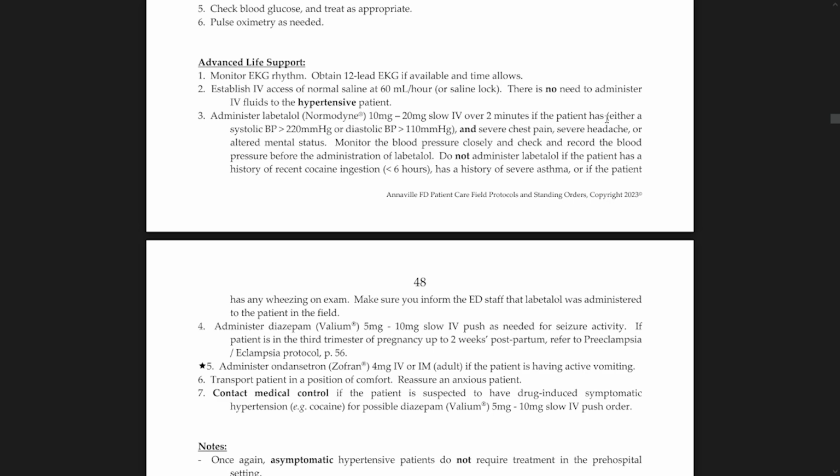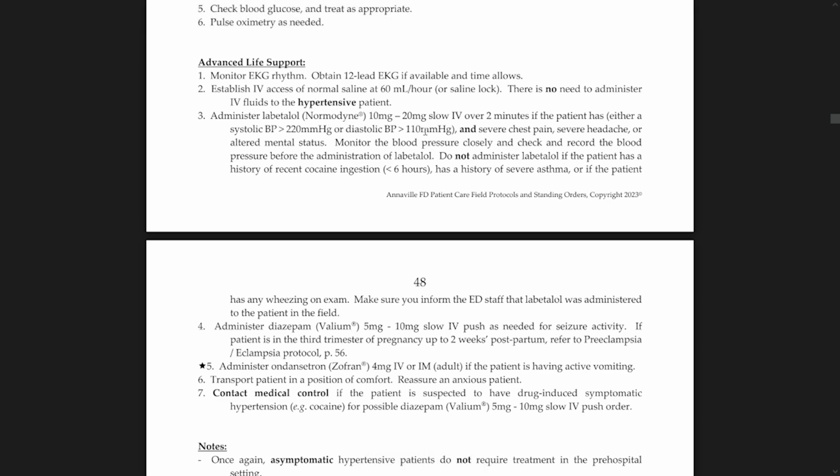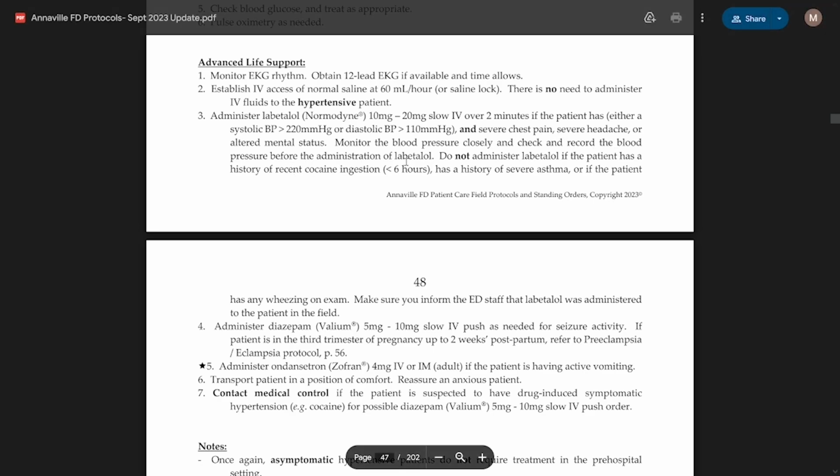If the patient has either a systolic blood pressure over 220 or a diastolic blood pressure over 120, and severe chest pain, severe headaches, or an altered mental status. So it has to have one of these and these. Monitor the blood pressure closely and check and record the blood pressure before administration of labetalol.